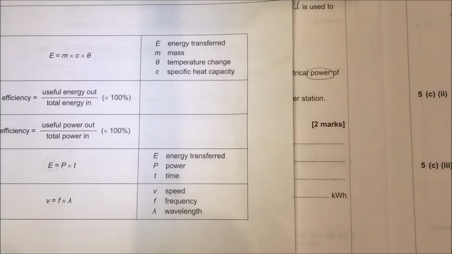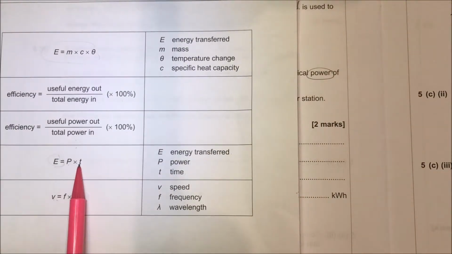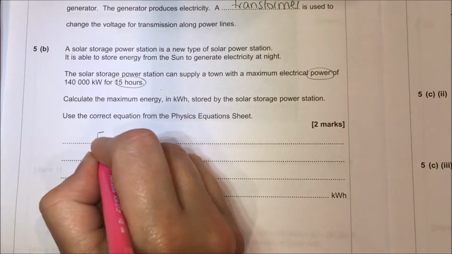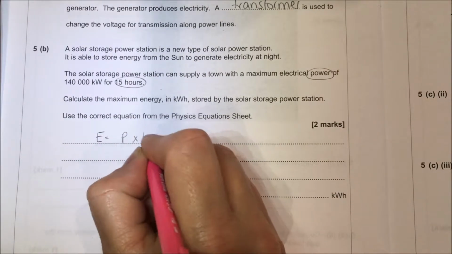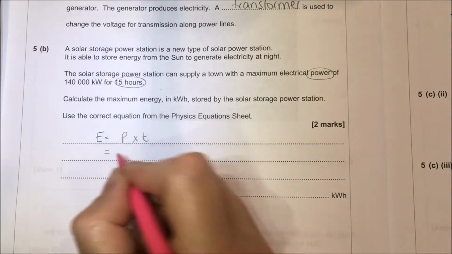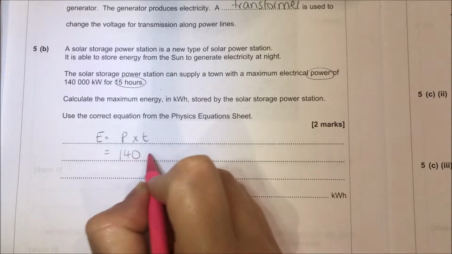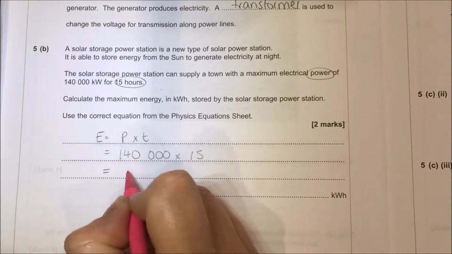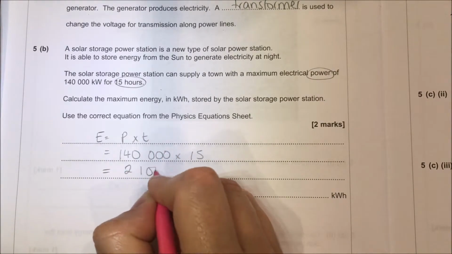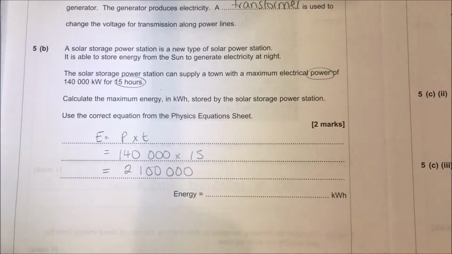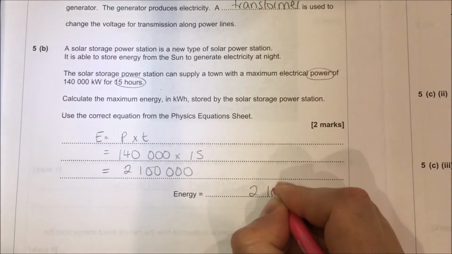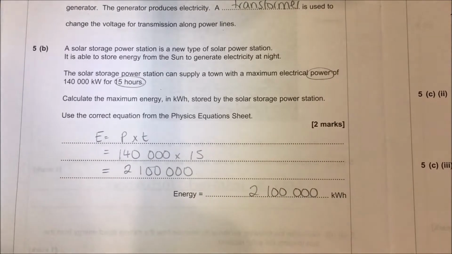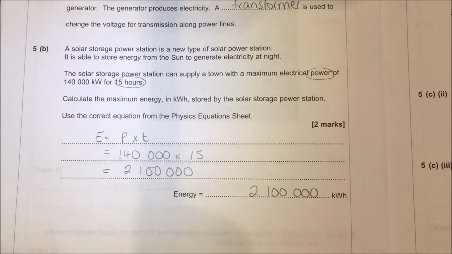So if we have a look here, E equals P times T. So energy equals P times T, or power times time. The power is 140,000 times the time, which is 15, and that's going to give us that number there. So 2,100,000 kilowatt hours. I'm going to jot that in this box here at the end so they know which answer I want them to mark.